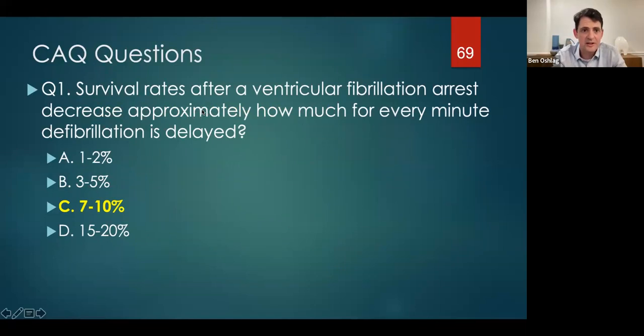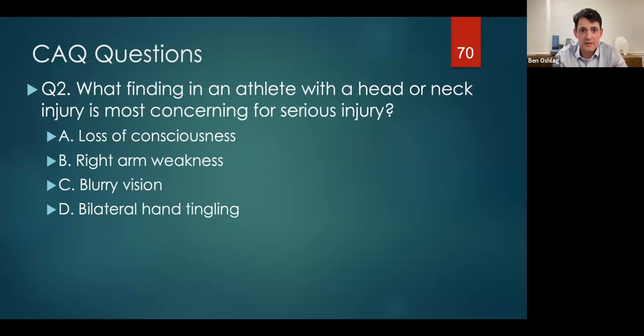All right, so the answer here, again, the survival rates after a VFib arrest decrease approximately 7 to 10% for every minute that defibrillation is delayed. It's a lot, it goes down quickly. The faster you can defibrillate someone, the higher chance they have of surviving. All right. So what finding in an athlete with a head or neck injury is most concerning for a serious injury? Loss of consciousness, right arm weakness, blurry vision, or bilateral hand tingling?